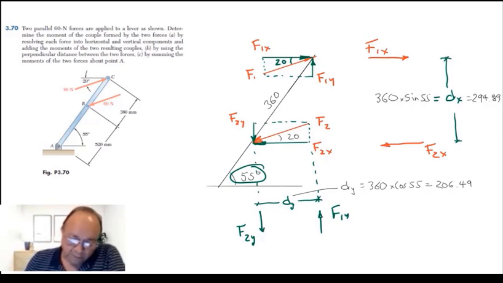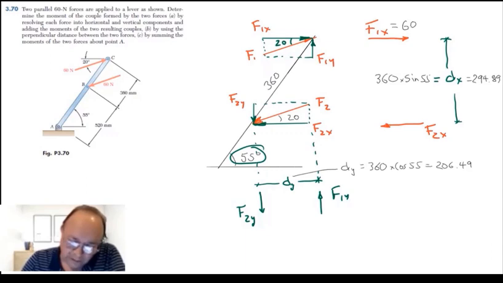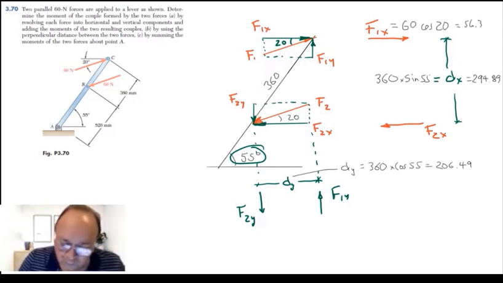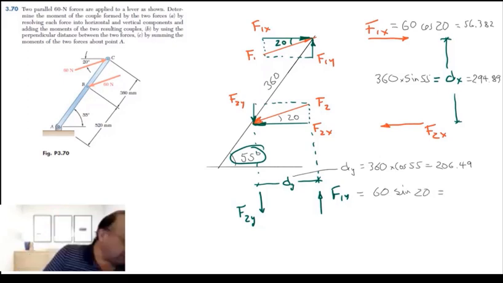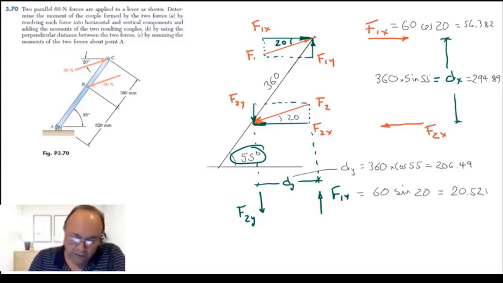And now we need to find F1X and F1Y. So F1X is equal to F1, the forces are 60, both of them. So this is 60 cosine 20, 56.382. And F1Y will be 60 sine 20, 20.521. So we're ready to make the first calculation.